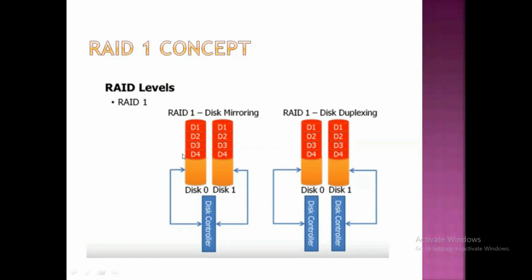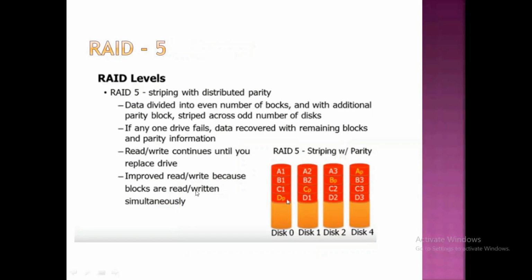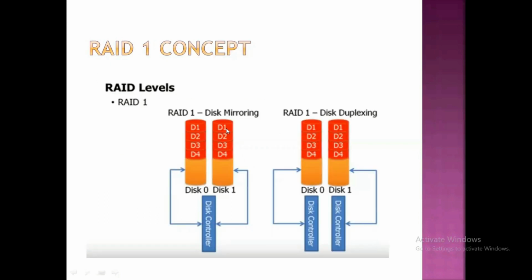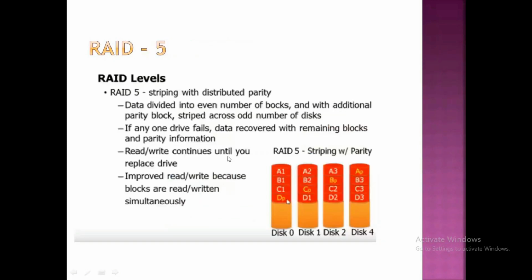This is for the RAID concept. RAID 5 is nothing but something like parity. There it is maintained like disk 1, disk 2, disk 3 the same way, but how is it maintained in RAID 5? Striping with parity. The data is divided into even-numbered blocks with an additional parity block.